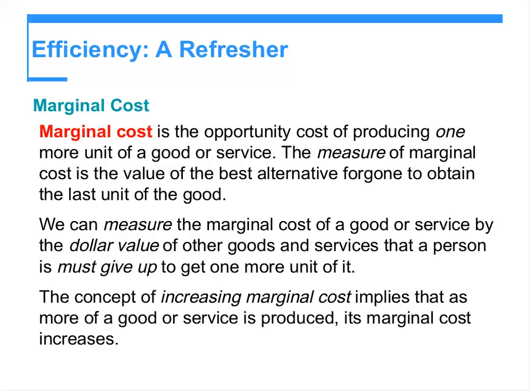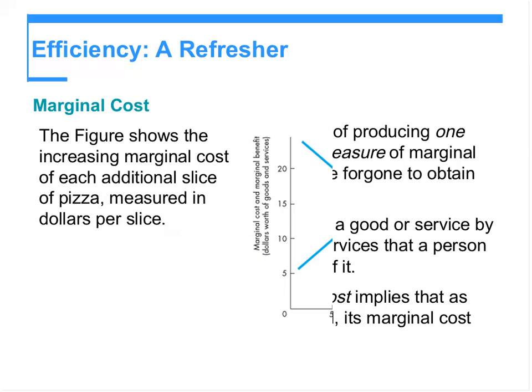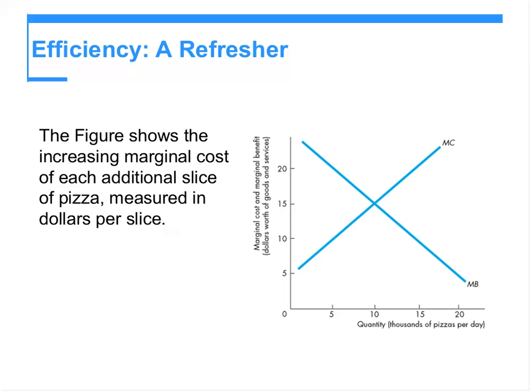The concept of increasing marginal cost. So you see, it's different from the previous one. In the previous one, as you consume more product, the marginal benefit decreases. But in this concept, as you make more product, the marginal cost increases. So the concept of increasing marginal cost implies that as more of a good or service is produced, its marginal cost increases. So if you take here in the graph, now we are talking about the MC, marginal cost.